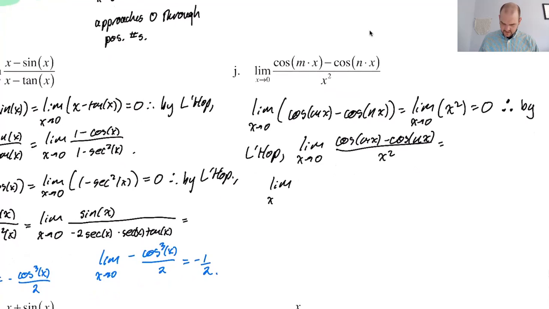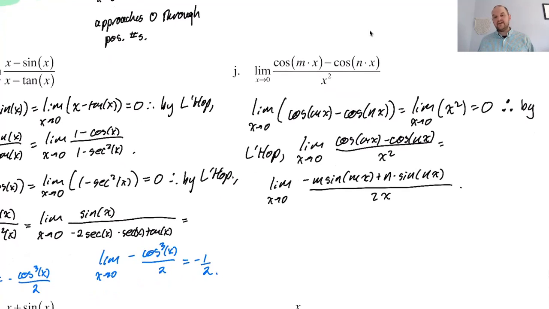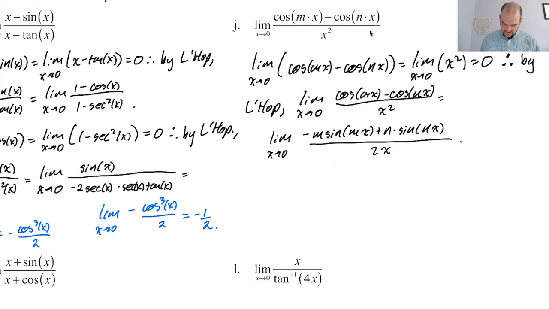Equals the limit as x approaches 0 of the derivative of cosine of mx, which is going to be negative m sine of mx, and then it'll be plus n sine of nx, and then divided by 2x. Okay, and then obviously sine of 0 is 0, so we're going again. So the limit as x approaches 0 of negative m times sine of mx plus n times sine of nx.